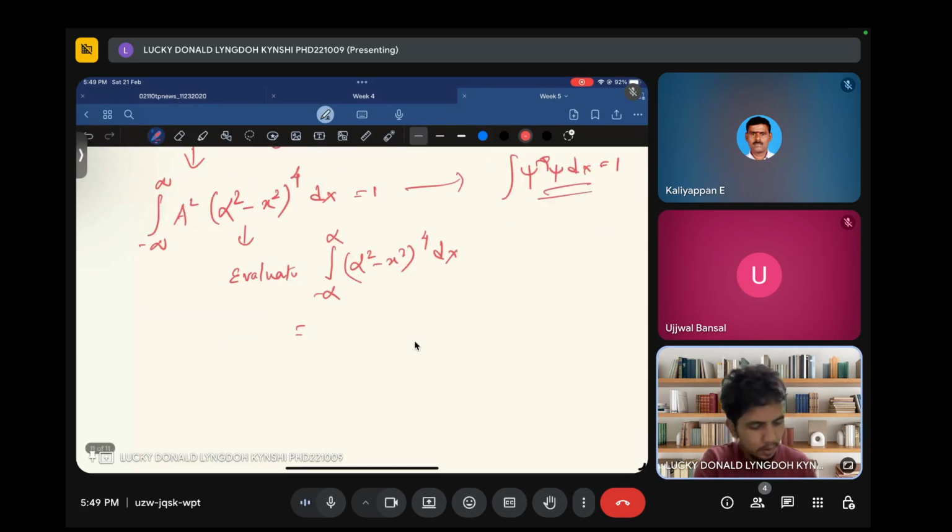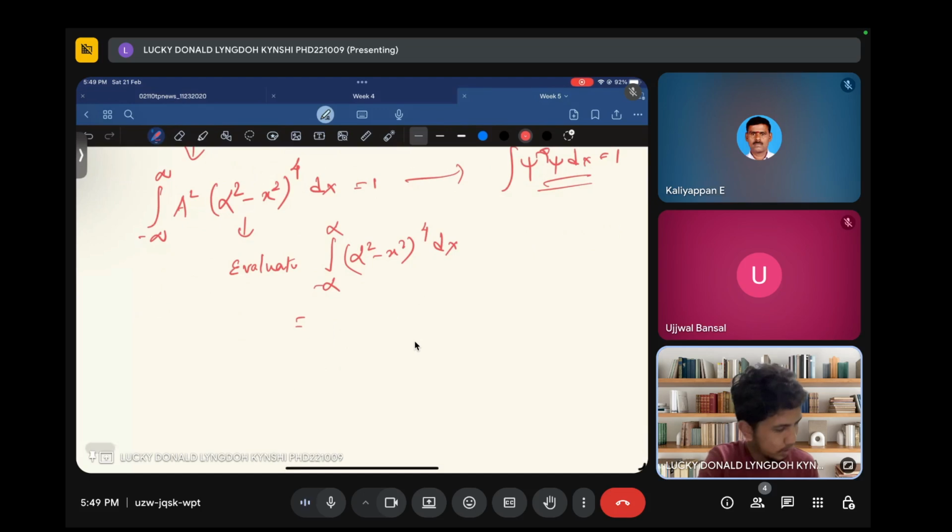You get a very long term, something like integration from 0 to alpha to the power 8. You just need to expand this one: alpha^8 minus 4 alpha^6 x^2 plus 6 alpha^4 x^4 minus 4 alpha^2 x^6 plus x^8 dx.